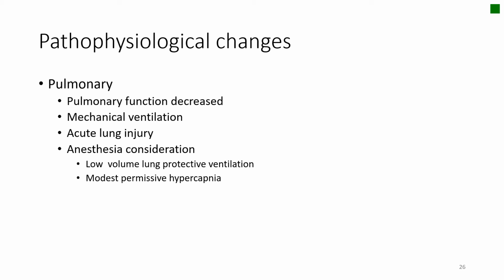Anesthesia considerations related to the pulmonary issues: we want to use low volume lung protective ventilation, and this involves using tidal volumes of less than 7 mL per kilogram of ideal body weight and plateau pressures of less than 31. We can also allow for a modest permissive hypercapnia to occur.